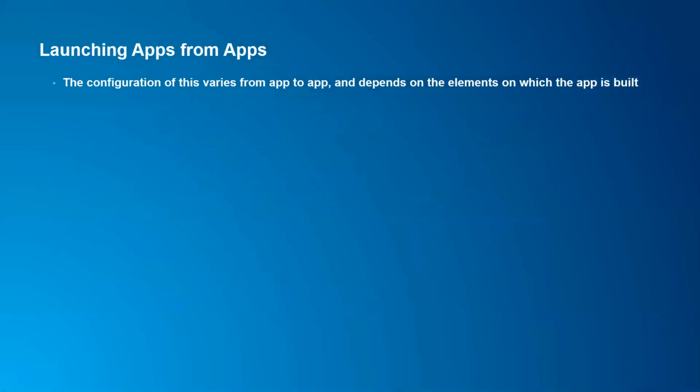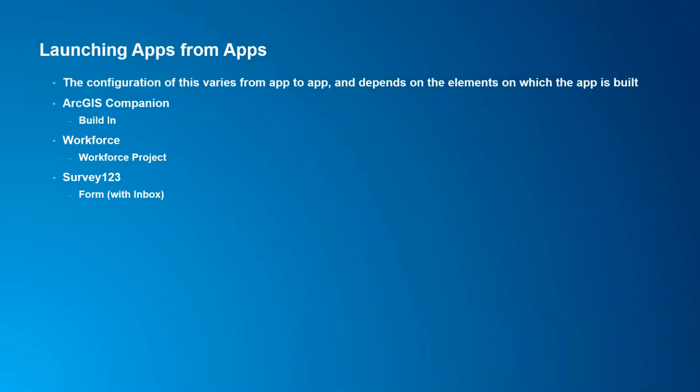The configuration of these varies from app to app, and it really depends on how the app is built. For example, in ArcGIS Companion, there's no need to do anything because it recognizes the different item types, and you're able to launch different apps from that. In Workforce, through the dispatcher app, you're able to define what parameters are passed between the applications. We'll look at that first because that's probably the easiest way to do it.